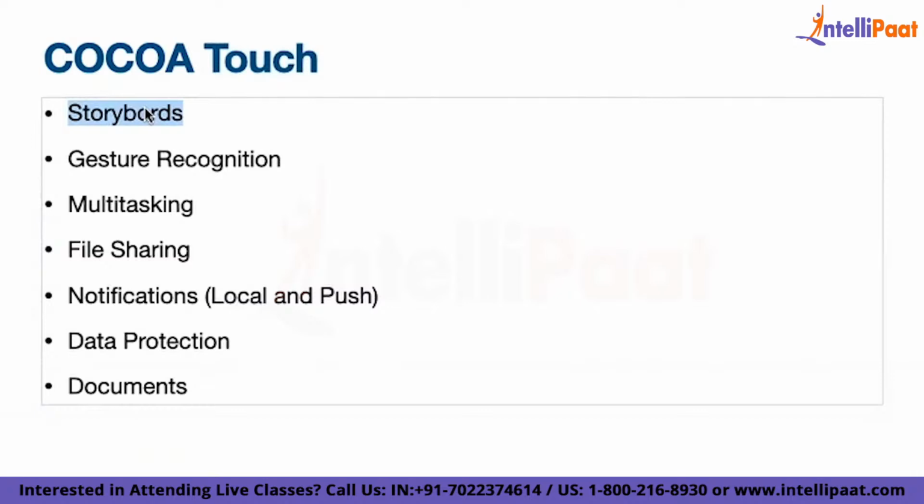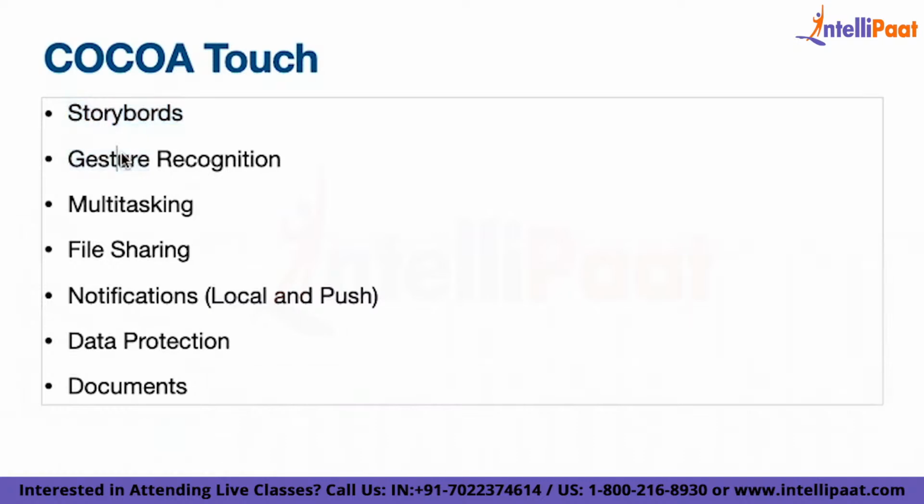Storyboards are, if you people who are from the Android background, you have activities, right? An activity is one unit of user interface, whereas a storyboard is actually a compilation of multiple activities. A storyboard can contain hundreds of activities or hundreds of user interface components. That is called a storyboard. It's called storyboard because it tells a story about the application. You will see as we move further.